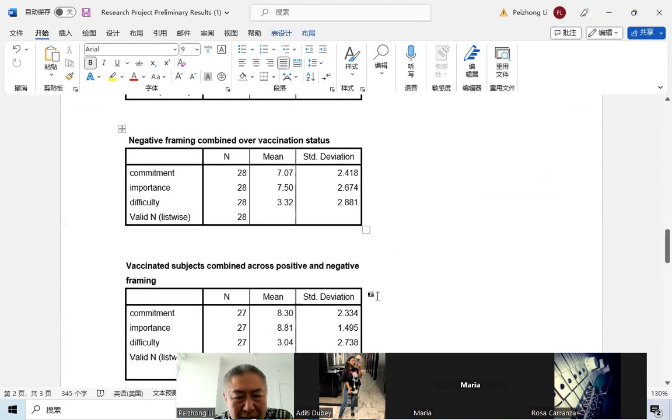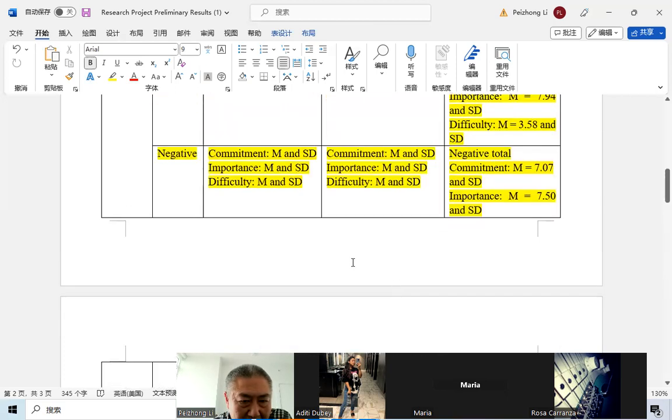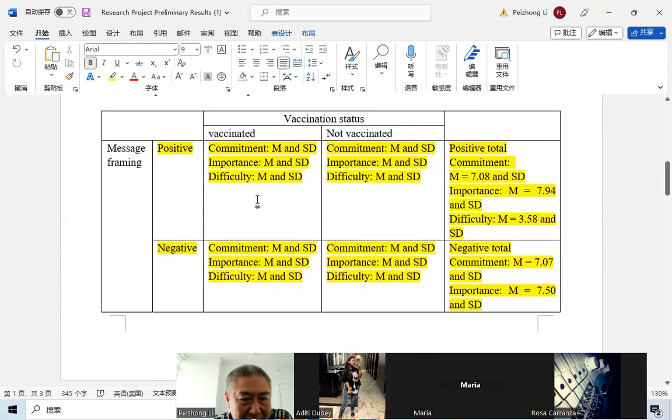So here, now it's a complex part. It's a difficult part. I mean, not difficult, but complex. Hypothesis number 3, we are predicting that for those people who got vaccinated already, for this column, it doesn't matter whether you frame it positively or negatively. It doesn't make a difference. They are committed already, and they think it's important, and they think it's not difficult. Either way, their behavior is more convincing.